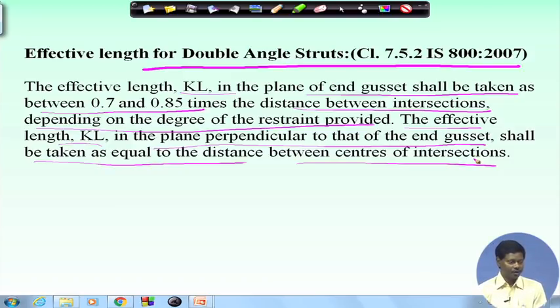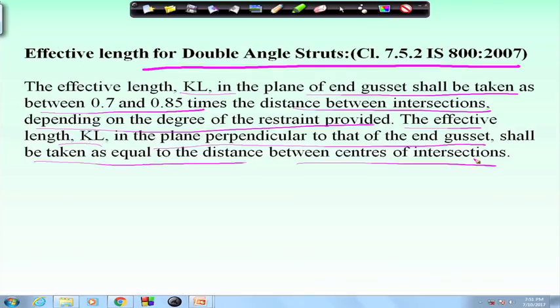So, when we calculate the strength of a double angle section, we have to follow this code provision 7.5.2 to find the effective length, and therefore the slenderness ratio, and then the allowable compressive stress. Therefore, we have to know the effective length of the double angle section, whether it is according to the degree of restraint, that means whether the length is in the plane perpendicular to that of the end gusset or the other one.